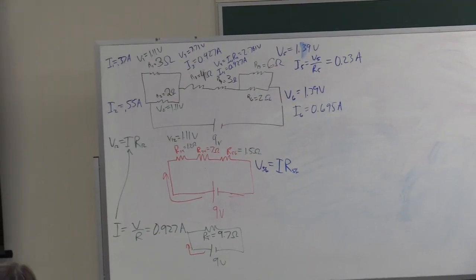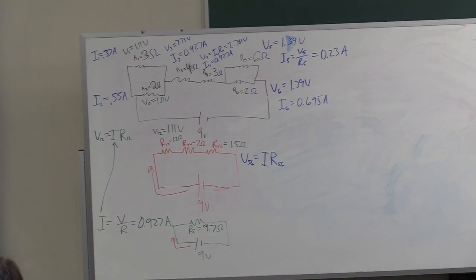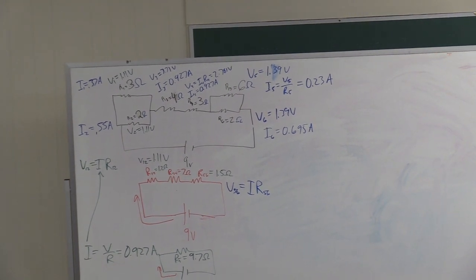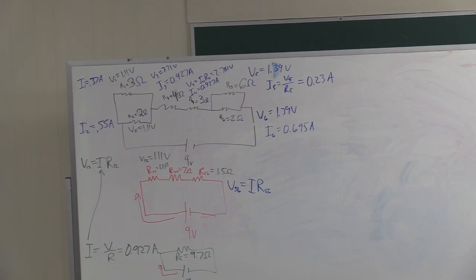For resistors 1 and 2, when you add up the amps, it's not 0.927. It should be close. We rounded off at every step, so it's not going to be exact, but it'll be close enough that you can check your work. Oh, wait, never mind. It's 0.93. Slightly different, but that's just because of rounding issues.